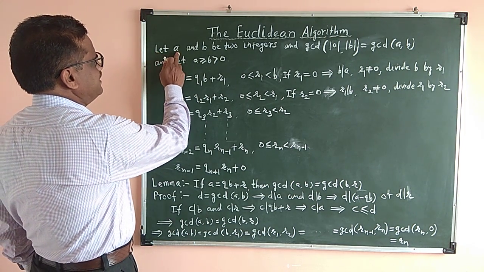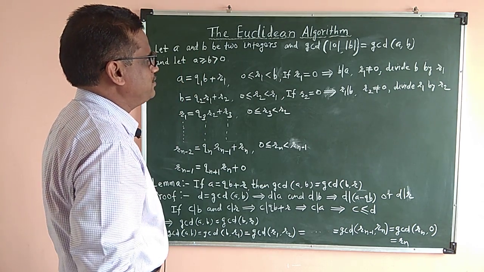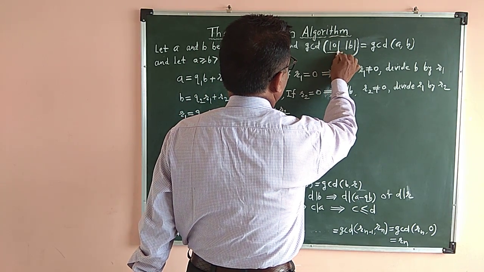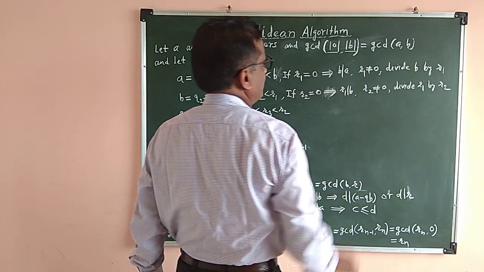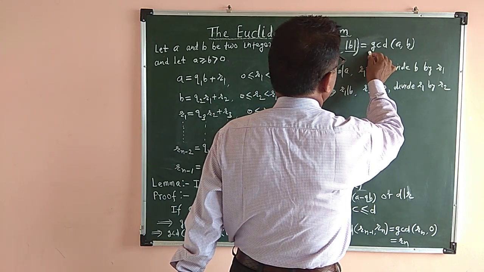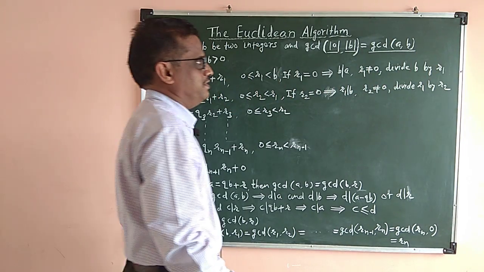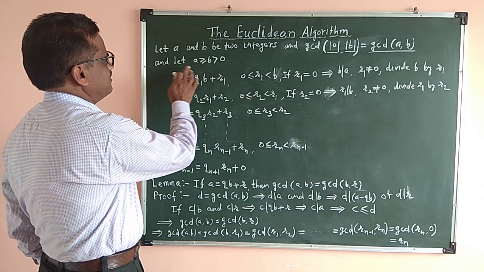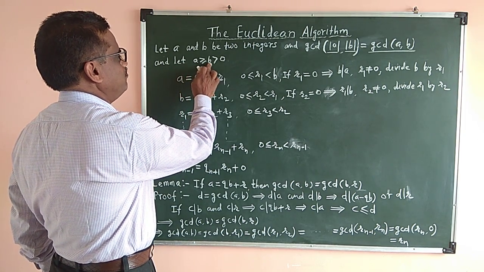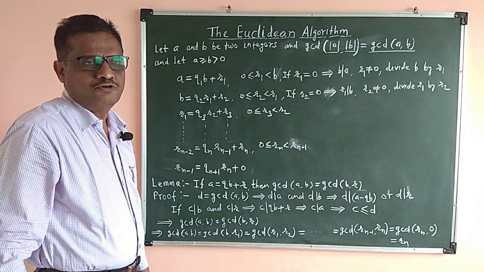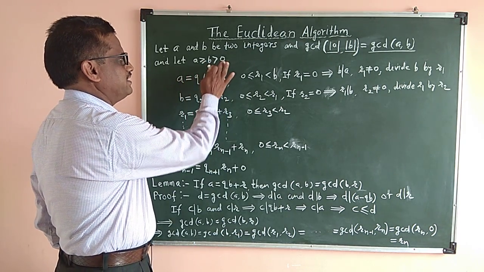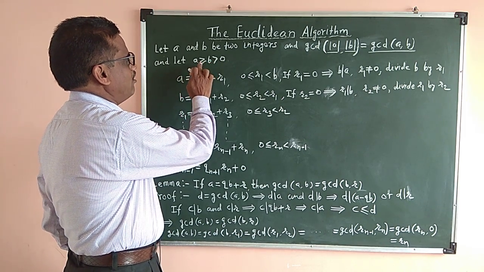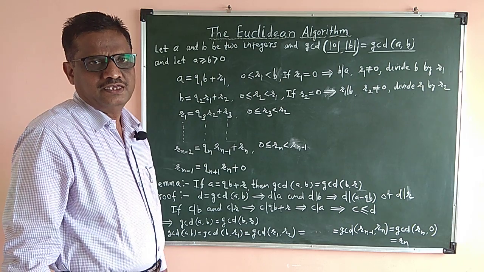So, let A and B be two integers, and GCD of |A|, |B| is equal to GCD of A, B. Here, consider A is greater than or equal to B, which is greater than 0. That means A and B are greater than 0, but A is either greater than B or equal to B.